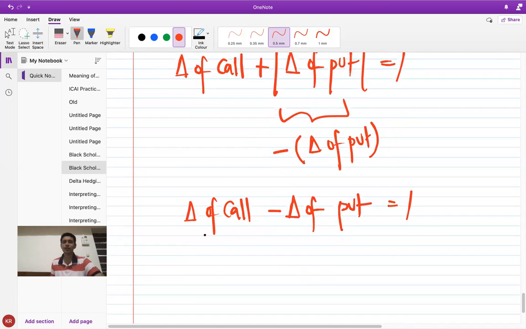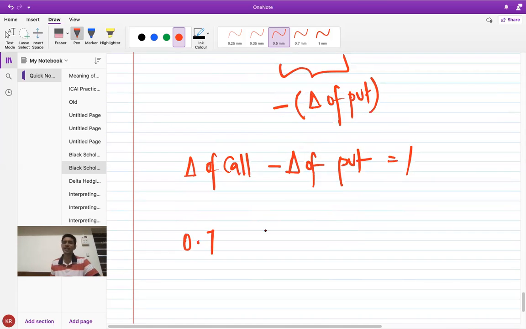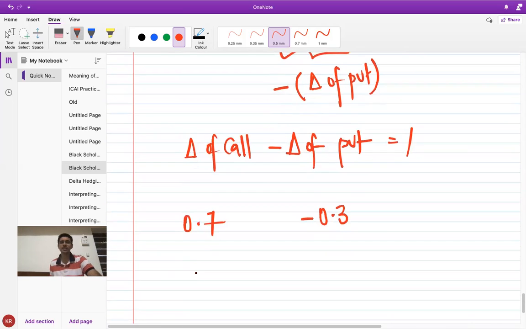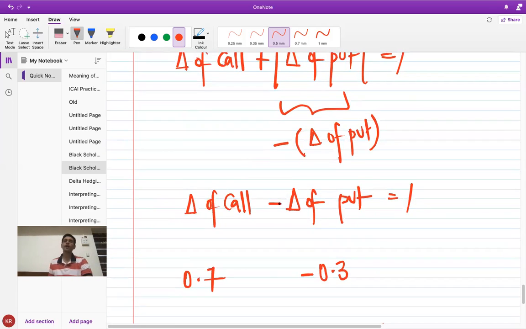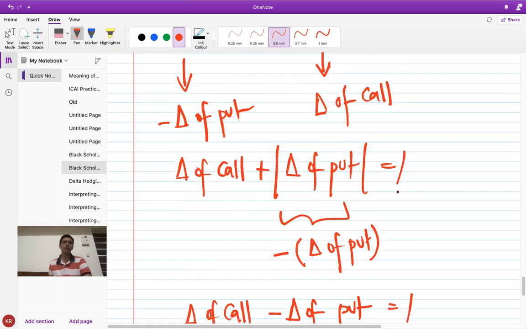For instance, if delta of call is 0.7, the delta of put will be minus 0.3. And the way this will hold good is 0.7 minus of minus 0.3 should be equal to 1, because 0.7 minus of minus 0.3 is plus 0.3. So delta of call minus delta of put is equal to 1.